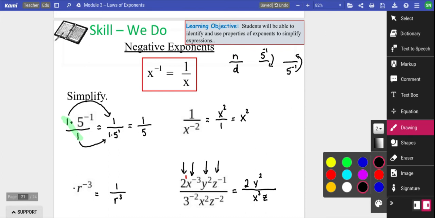Same thing for the numbers at the bottom. I will use a different color so that they stand out. 3 to the negative 2. That means I have to move it to the top, becoming 3 squared. The next one is x squared. I will leave it where it is, followed by z to the negative 2. That's opposite, becomes z squared.